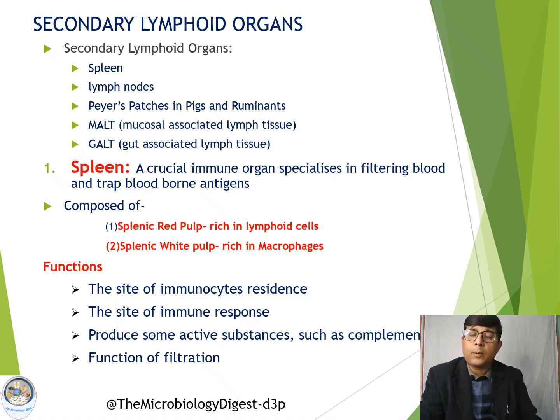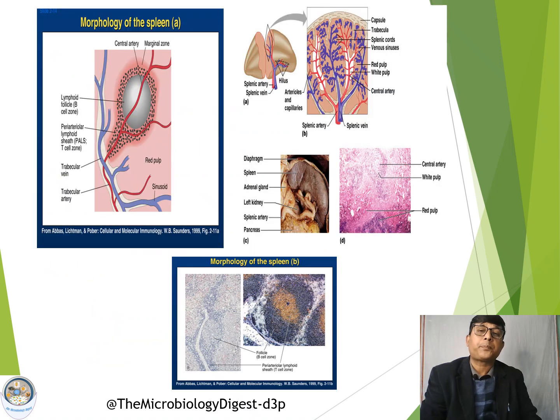It consists of two components. One is called the red pulp, which is rich in lymphoid cells, and the second part is called the white pulp, which is rich in macrophages. So what are the functions? It is the site for thymocyte residence and the site for immune response. Then some active substances are also produced, for example, complements. The principal function, as we have already discussed, is filtration. So these are some of the functions of the spleen. This is a diagrammatic illustration of the spleen showing the red pulp and white pulp.